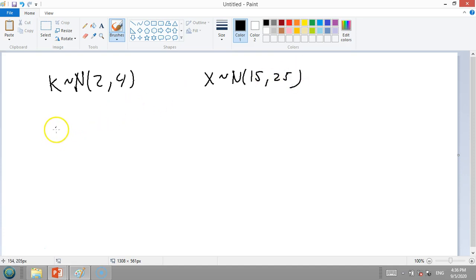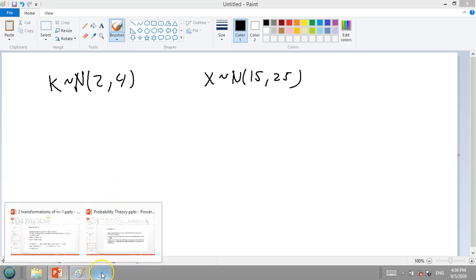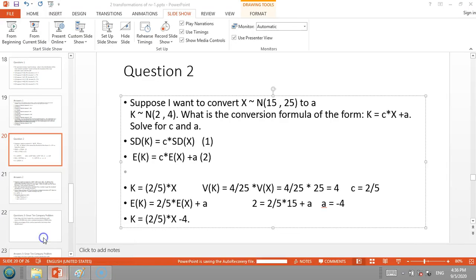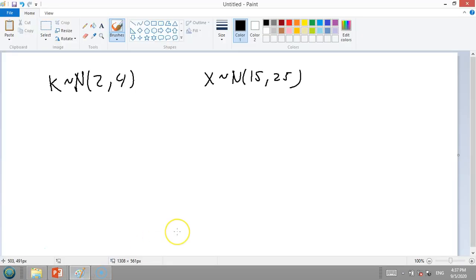Okay, so let's just pick out a few numbers, use our transformation. And what is the transformation formula that we got as a solution? This is kind of a double check to make sure everything is straight. Okay, so k is 2 over 5 x minus 4. And this is the transformation formula. That makes sense?